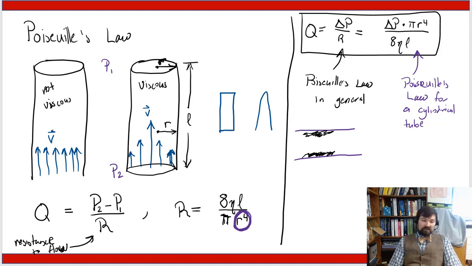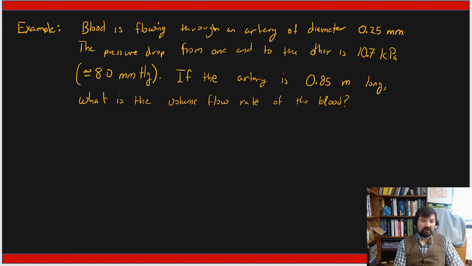All right, so let's close with a nice example here. Let's say that we have blood flowing through an artery, the diameter of the artery is given, and the pressure drop from one end to the other is known. This is at 80 millimeters mercury, and then we have a known length, and we want to know what is the volume flow rate of the blood. So we know that Q is equal to delta P times pi times r to the fourth divided by 8 eta L.